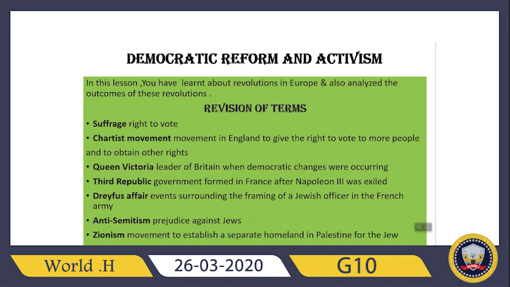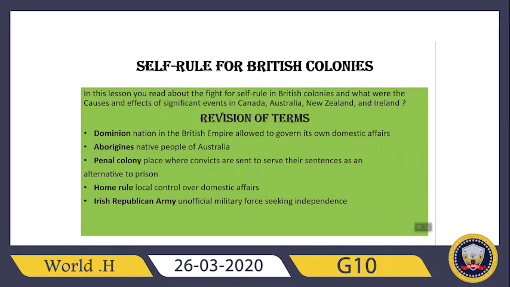Then we have another term, anti-Semitism. Anti-Semitism means prejudice against Jews. And then we have Zionism. Zionism was also a movement, and it sought to establish a separate homeland in Palestine for the Jews.